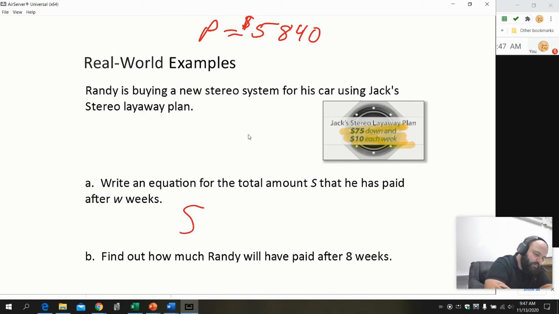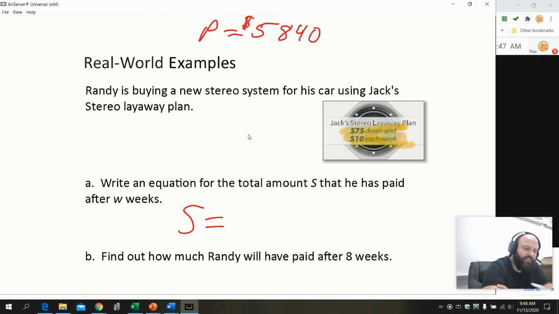So the total amount is what we're going to set everything equal to. So the total amount is S, and W is the number of weeks. So let's kind of do a simple scenario here. After 1 week, let's figure out how much Randy would have paid. So after 1 week, you can see it says $75 down and $10 each week. So after 1 week, Randy will have paid 75 plus an additional 10. So would have paid a total of $85. After 2 weeks, you would have still had paid the $75 down, but then you would have paid $10 2 more times. So that would have given us a total of $95.